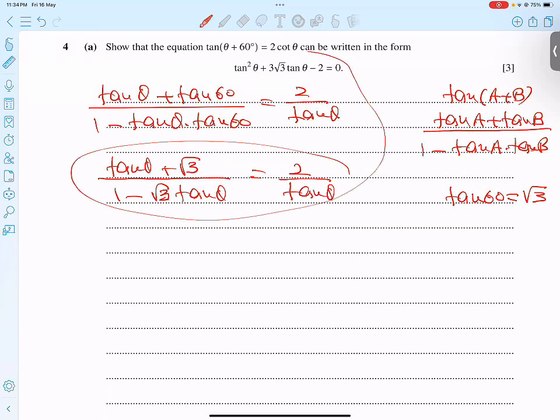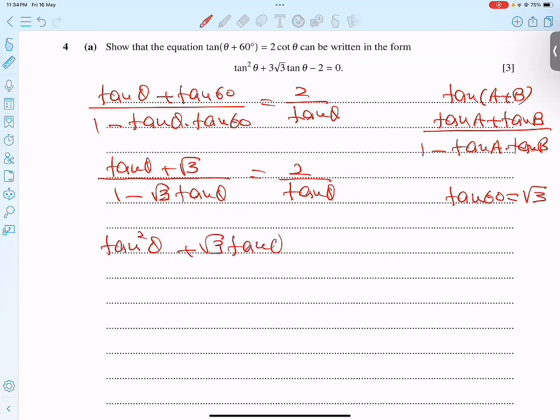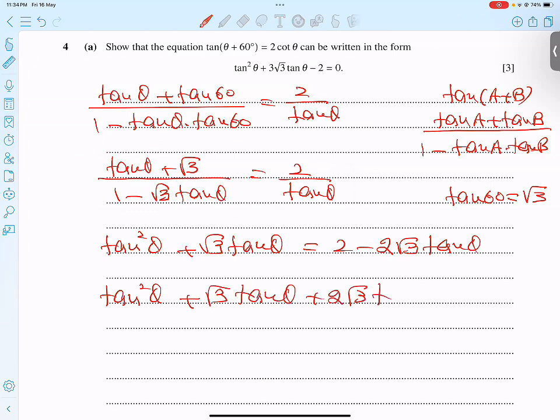I'm close to my answer. I have to convert into this format. The main problem is root 3. When tan is multiplied with both values, it turns into tan squared theta and root 3 tan theta. Now this is going to multiply the right-hand side, so 2 minus 2 root 3 tan theta. Now these both values will come to the left-hand side. Let's see how we can write it: tan squared theta plus root 3 tan theta plus 2 root 3 tan theta minus 2 is equal to 0.